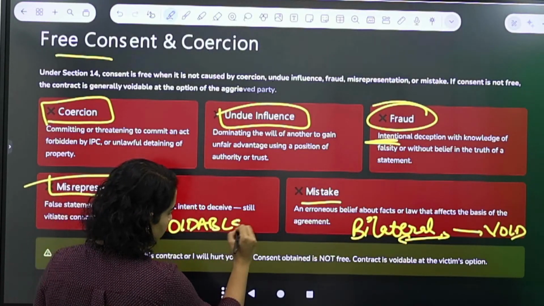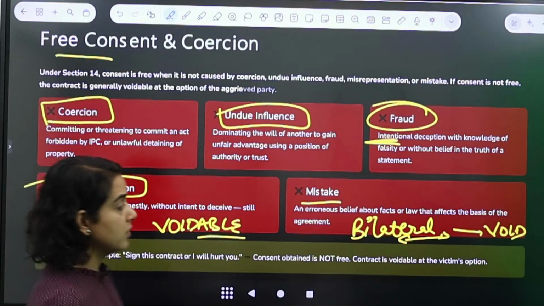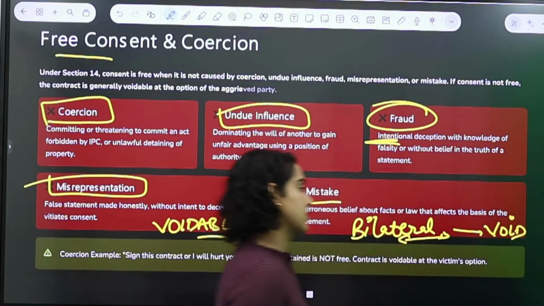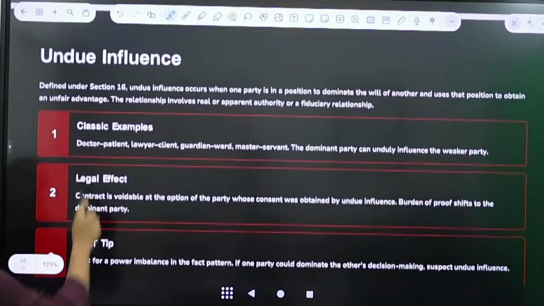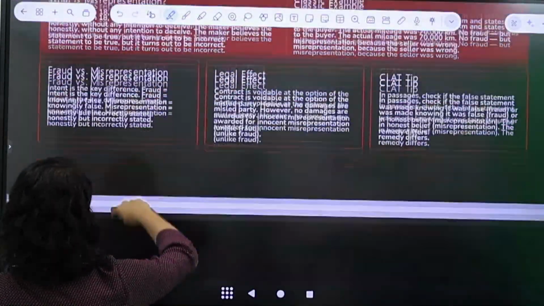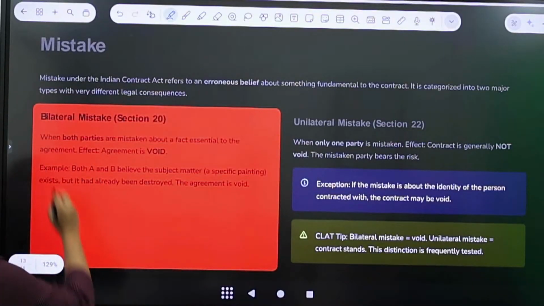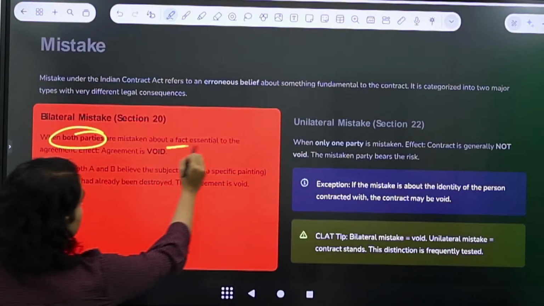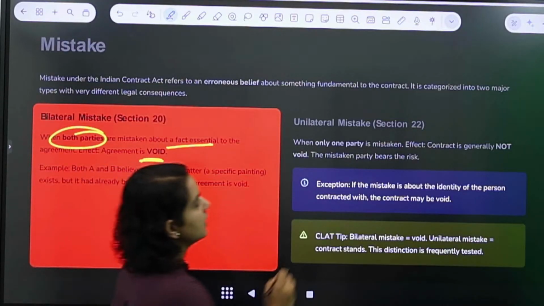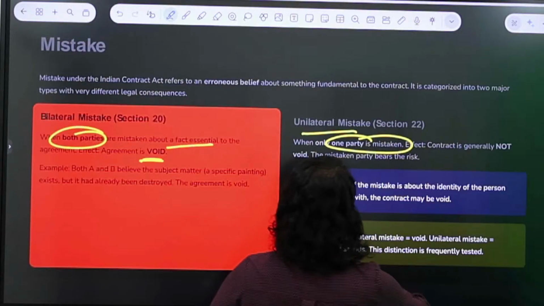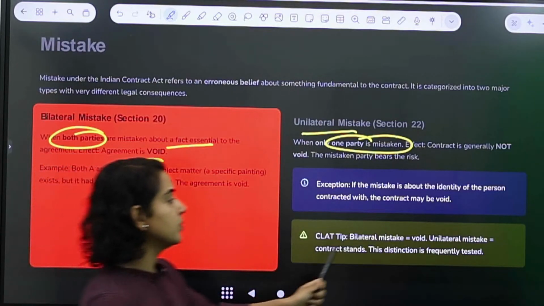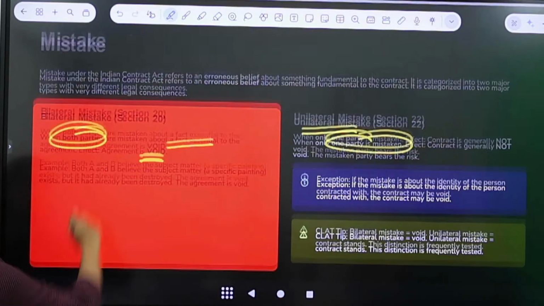I'll explain what these contracts are as well. But this is the difference. Always remember, if the mistake is on the part of both the parties, the contract is going to be void. This is important. Bilateral mistakes, when both the parties are mistaken about the fact, then the agreement is going to be void in nature. Otherwise, if it's a unilateral mistake, when only one party is mistaken, then the contract is not void, it's a voidable contract. So bilateral is void, unilateral is voidable.